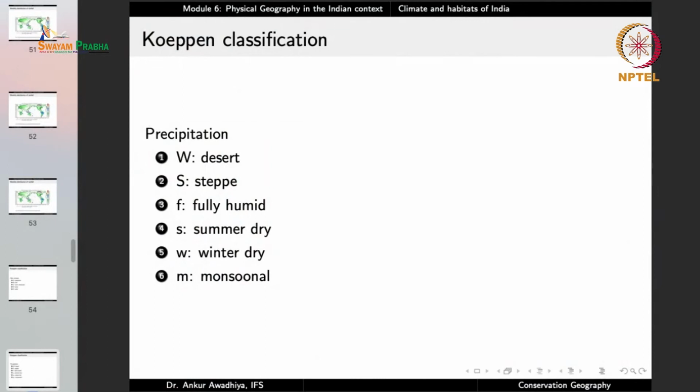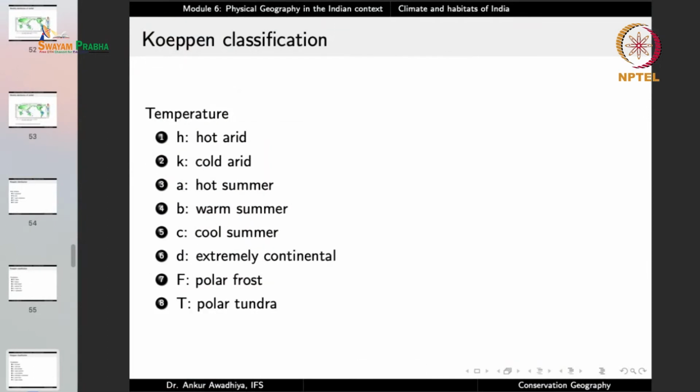Next, Köppen also divides the areas on the basis of the temperatures. So in this case, we have these 8 different temperature classifications. H and K are used in arid conditions. So basically we are talking about desert conditions.